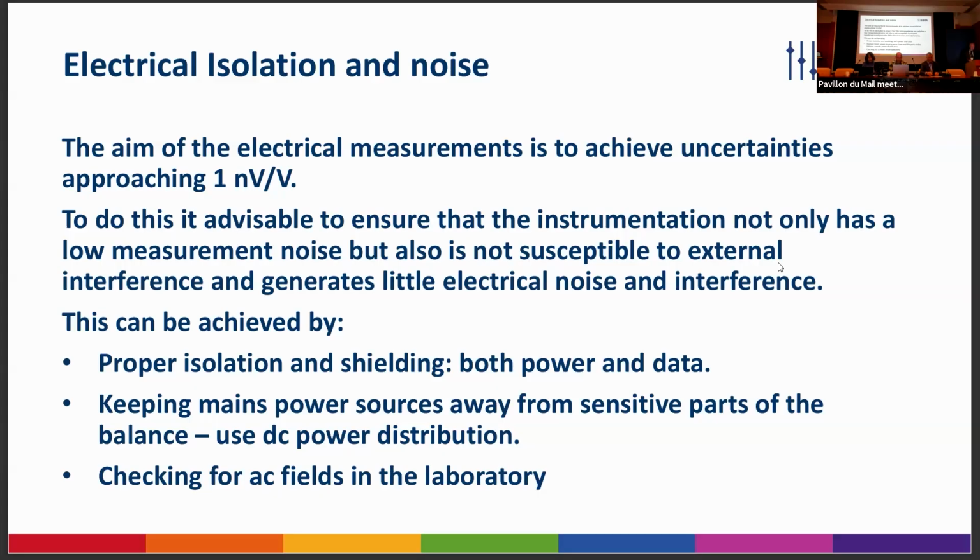So you do that by isolating the devices from power supplies, so that your power supply isolation is good, both from a point of view of DC isolation and also AC isolation, you don't end up with 50 hertz currents or 60 hertz in the States going around the place. And also the data connections don't cause problems as well. It's also very wise to keep mains power sources away from sensitive parts of the balance using DC power distribution.